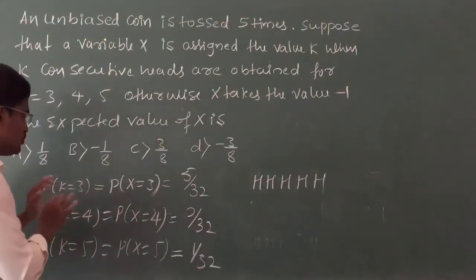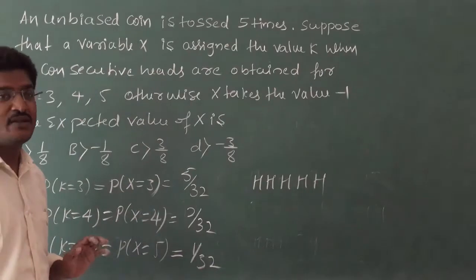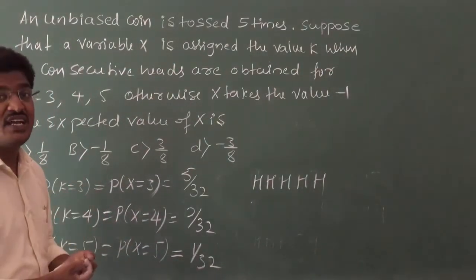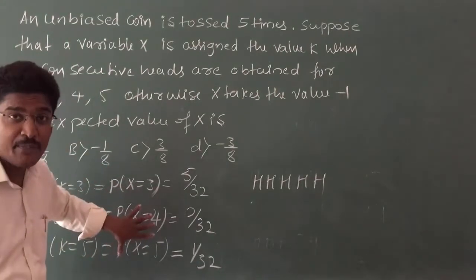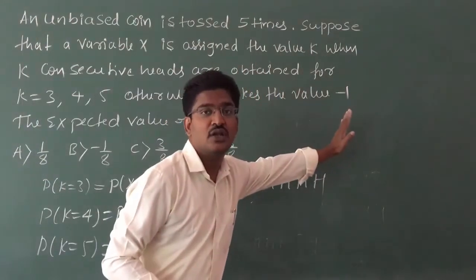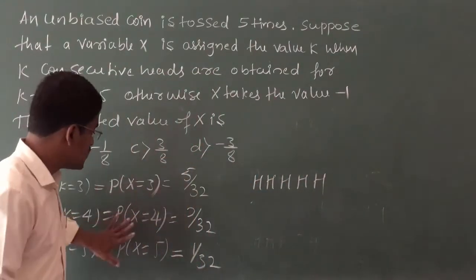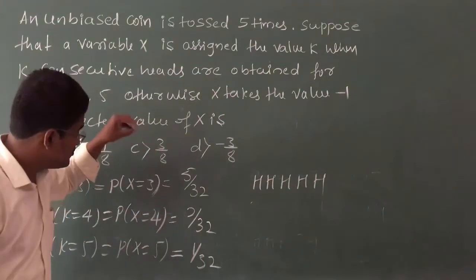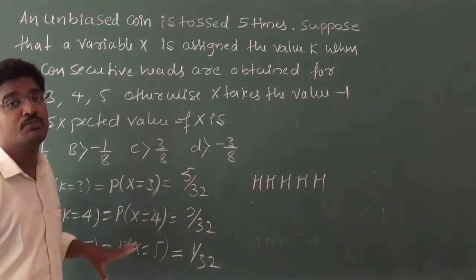So now this is what we have calculated. That means one of the given conditions. Clear? What is the other condition? If this does not happen, the variable must be -1. Please understand this. If this does not happen, variable x must be -1. So this 'if this does not happen' is very important.